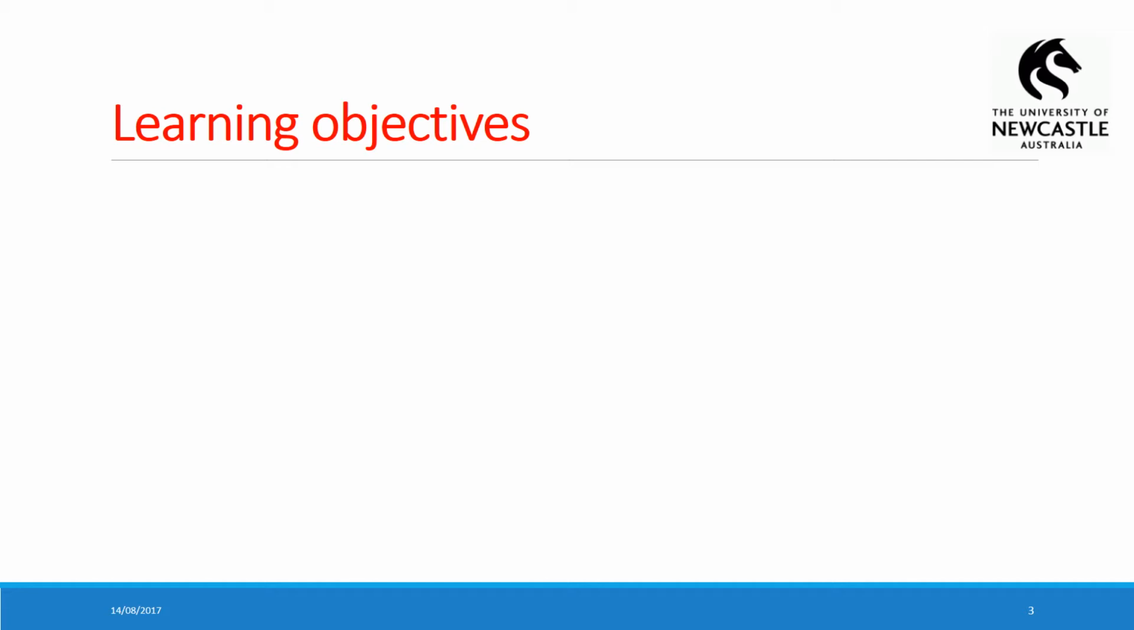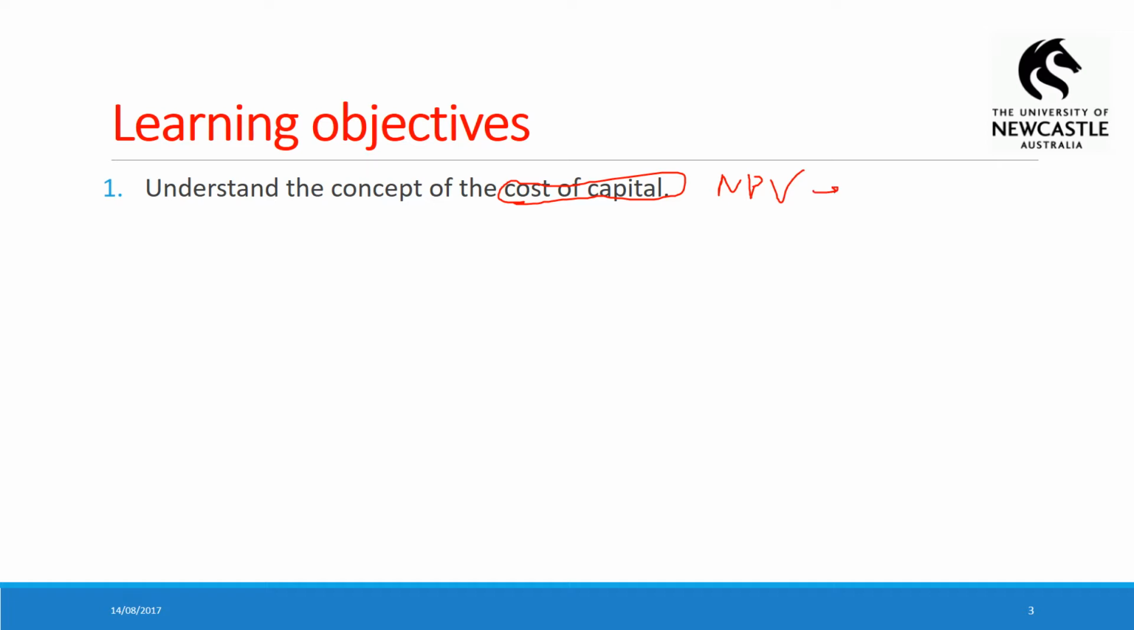So in terms of the learning objectives for this topic, we introduce firstly the concept of the cost of capital. This is not something new. This is what we've been doing before. When we evaluate a project using the NPV method, for example, the discount rate that we use for NPV analysis is basically the cost of capital. So in this topic, we're looking at how to compute the cost of capital.